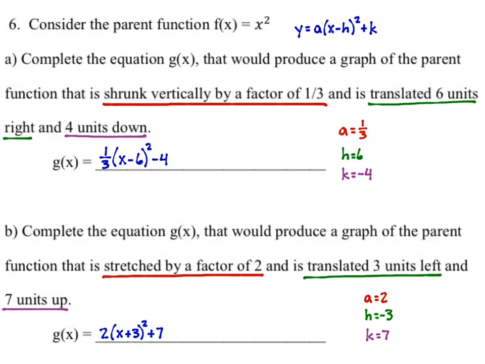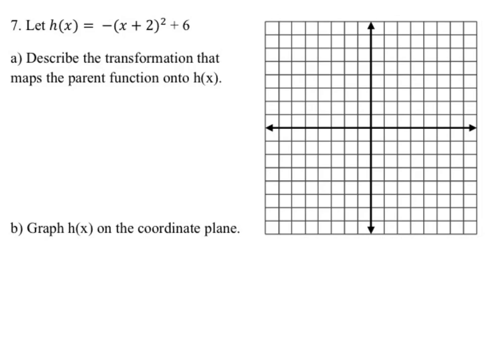So that's number 6. For number 7, it says describe the transformation that maps the parent function onto h of x. Okay, so we're doing exactly the opposite here. We have the vertex form, and we're asked to write a sentence about what the transformation is. So we're going to start off with the a value. The a value is negative. Well, if the a value is negative, that means we have a reflection about the x-axis. So we'd say x squared is reflected about the x-axis, or across the x-axis. Now notice that a is -1, so there is no stretch or shrink.